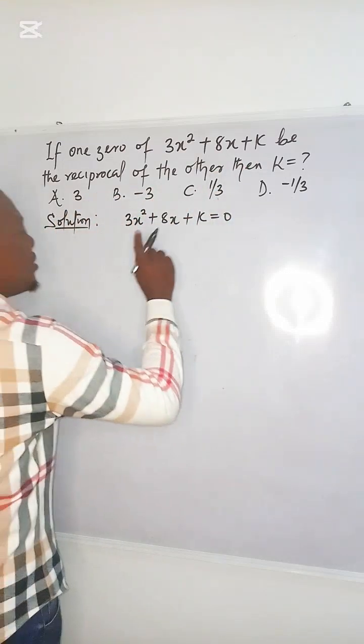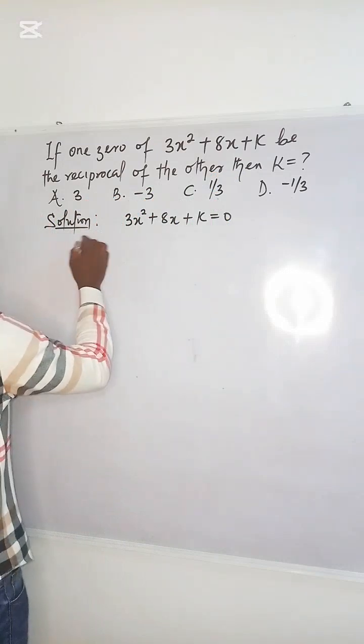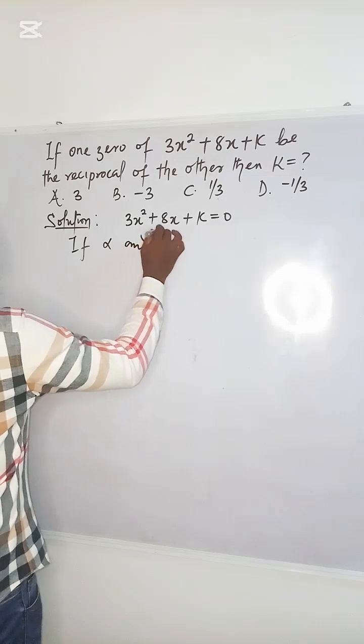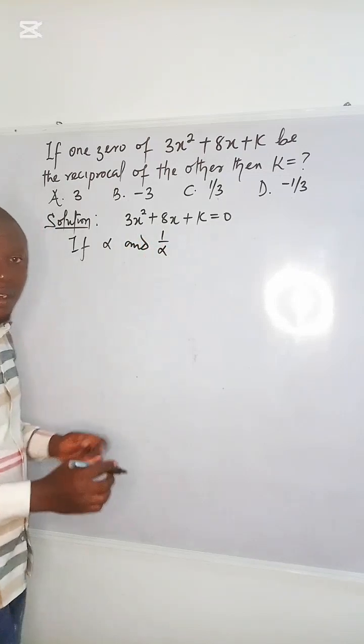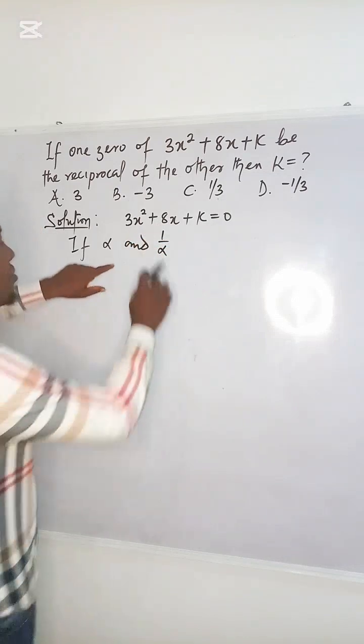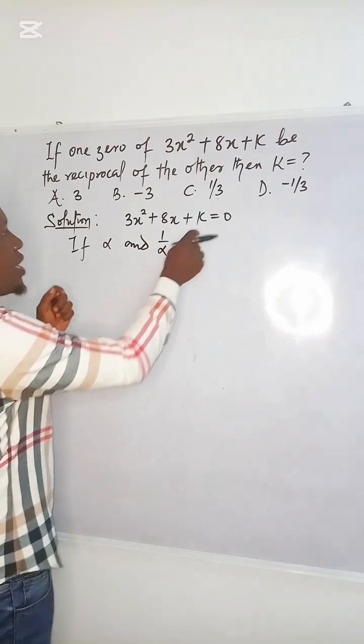What they are trying to say is that if alpha is a root, that means the other root is 1 over alpha, the reciprocal of the other. That's what they are trying to say. And this is the given equation that gives these kinds of roots, right? They now want us to get the value of k.